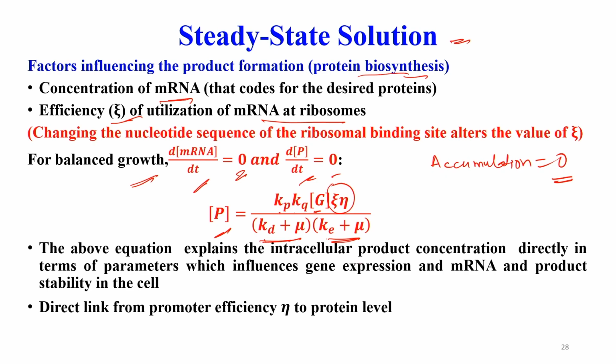So, this equation explains how intracellular product concentration is directly expressed in terms of parameters which influence the gene expression and mRNA and product stability in the cell. It is very important that we are directly able to link the promoter efficiency to the protein level. So, you just see protein is directly proportional to the eta.